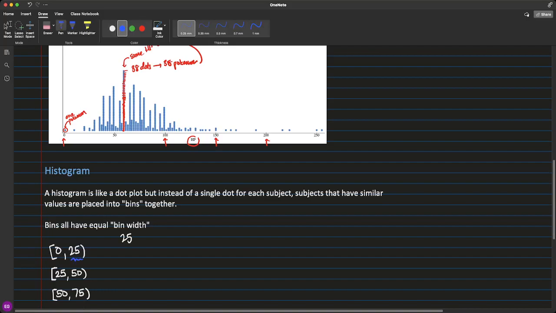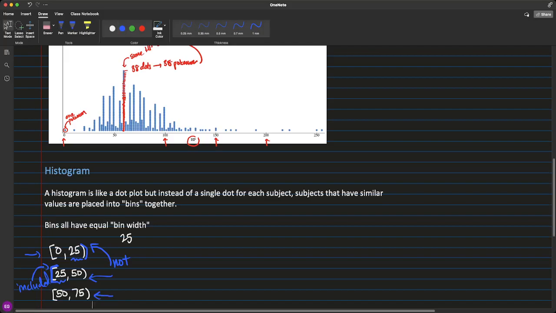Well, you might remember this from previous math classes. You can see that this is a square bracket, and then this is a parenthesis, so the 25 is not included for this group, and the 25 is included in this group. So the number on the left is included, the number on the right is not included. So anyone from 0 to less than 25 is in the first bin. Anyone from 25 to less than 50 is in the second bin. Anyone from 50 to less than 75 is in the next bin.